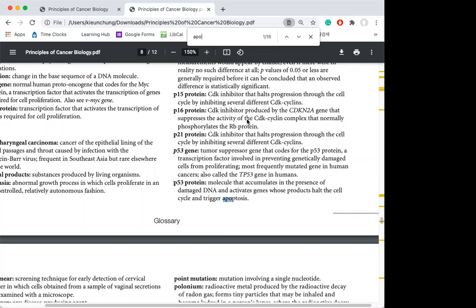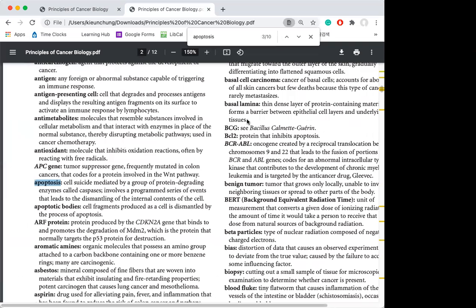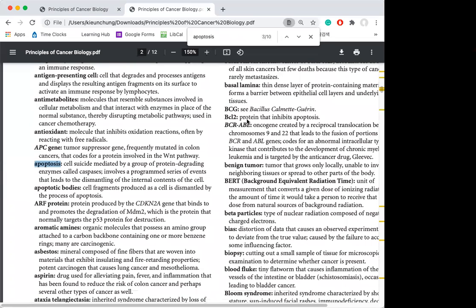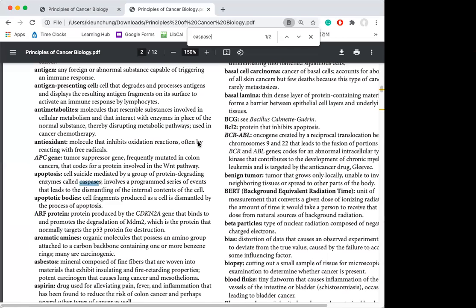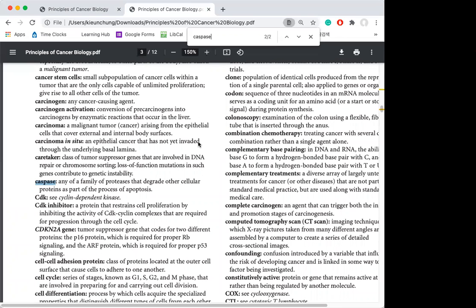Apoptosis. Cell death mediated by a group of protein-degrading enzymes called caspases. Involves a programmed series of events that leads to the dismantling of the internal contents of the cell. Apoptotic bodies. Cell fragments produced as a cell is dismantled by the process of apoptosis. Caspase. Any of a family of proteases that degrade other cellular proteins as part of the process of apoptosis.